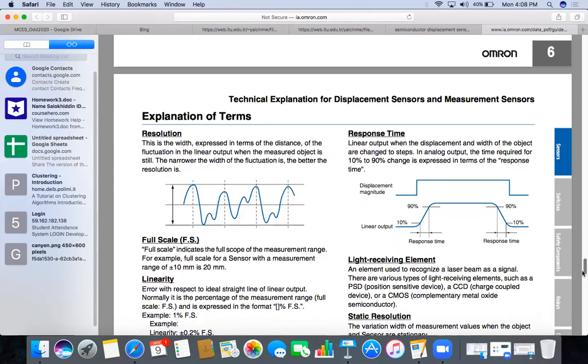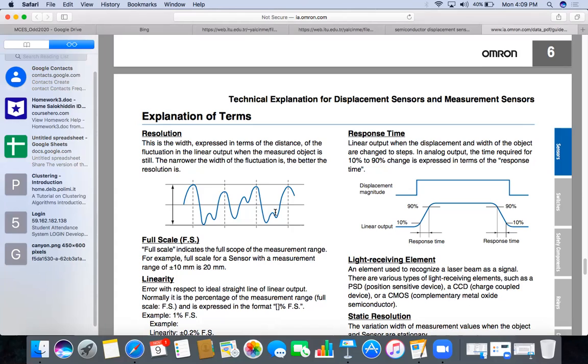Now some terms associated with semiconductor displacement sensors. First, resolution. This is the width, expressed in terms of distance, of the fluctuation in the linear output when the measurement object is still. The narrower the width of the fluctuation is, the better the resolution. The concept is shown by this figure.